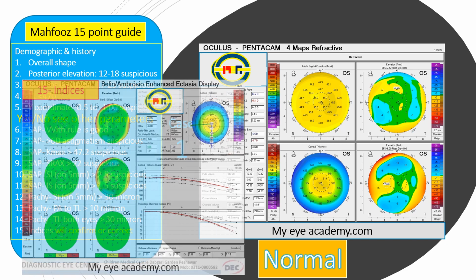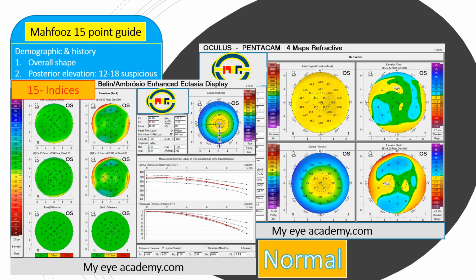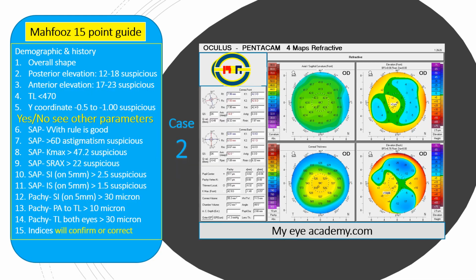So let's confirm it with the indices. All the indices are within the white normal range, which confirms it is a normal cornea. That's how you use a 15-point guide to interpret your topography. Let's move on to case 2.